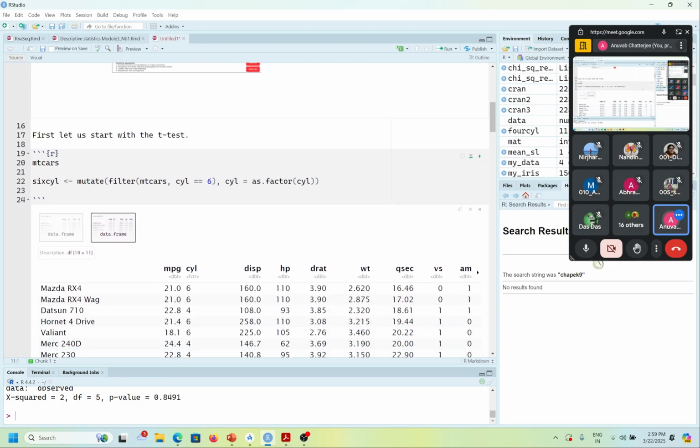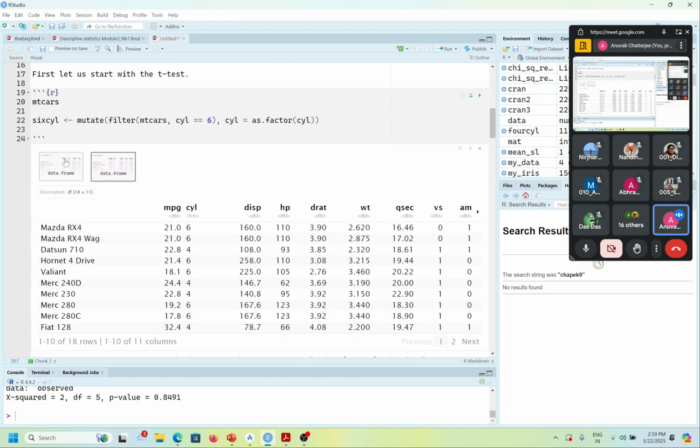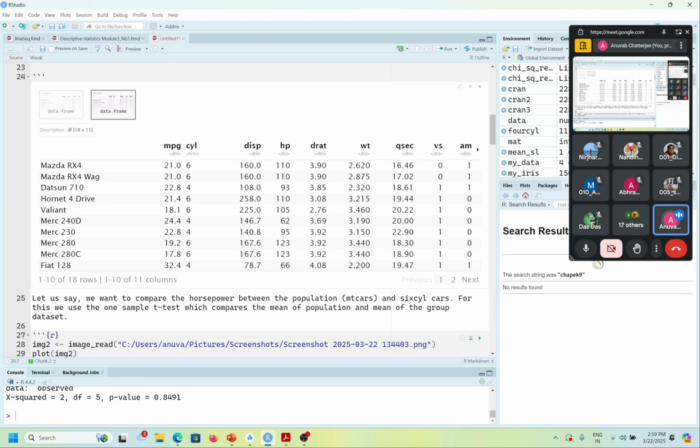For this we are using the mtcars data set that we have been using. I think everyone is familiar with this. It is just a bunch of cars and the different characteristics of the cars, such as the mileage, the number of cylinders they have, displacement, HP, and everything. So we are going to use this data set only.